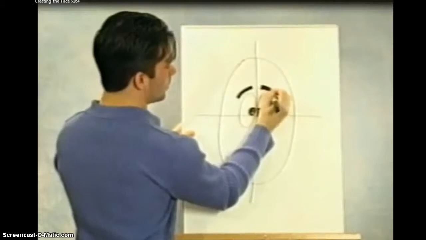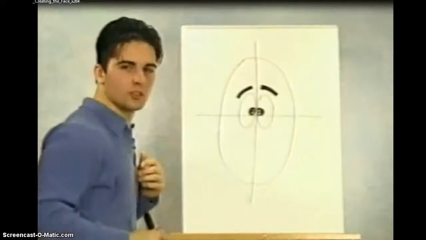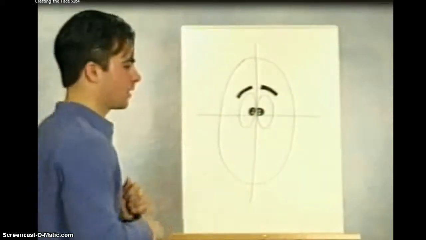If you're happy, your eyebrows are gonna be a little bit high. If you're really excited, too. If you're mad, your eyebrows are gonna be really low on the eye. My guy's just chilling. So we'll make the eyebrows right there.